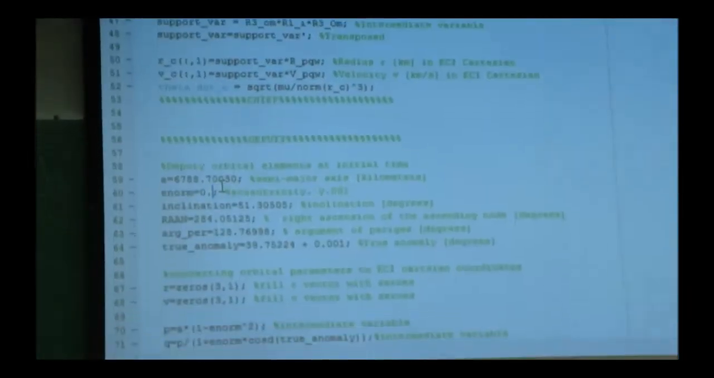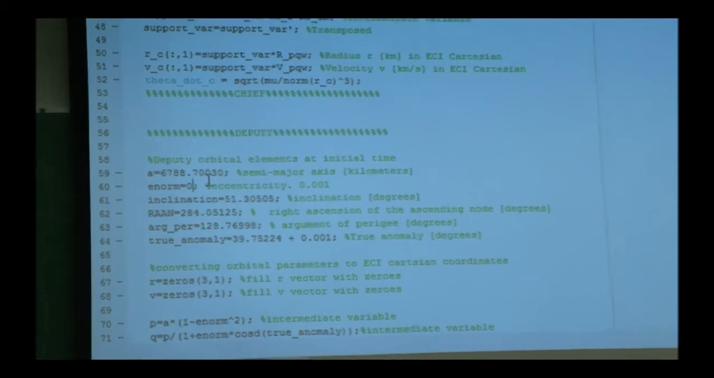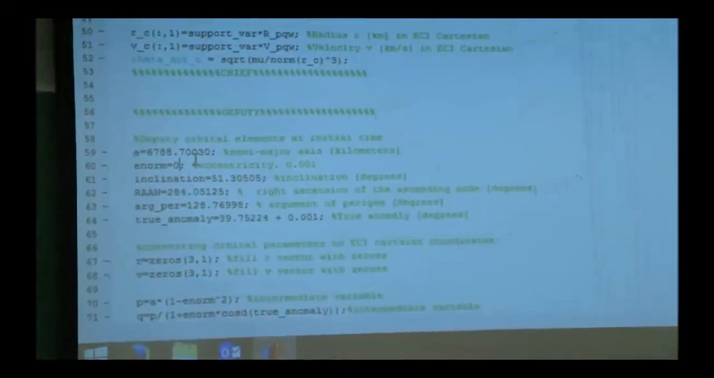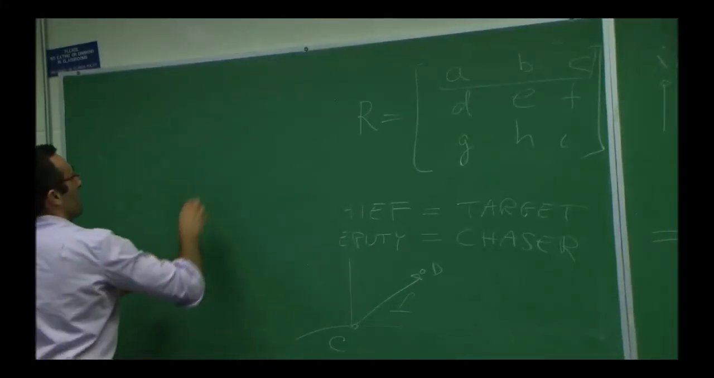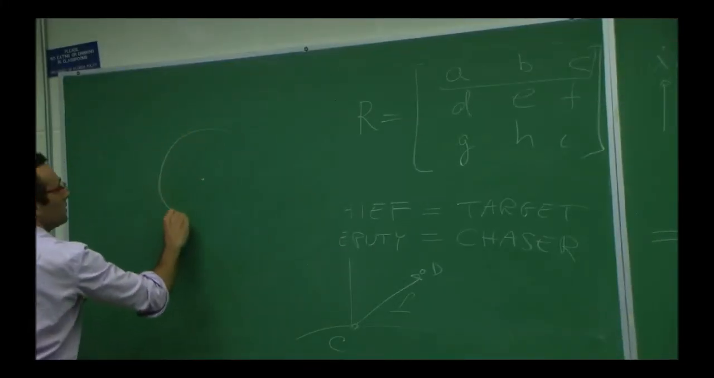Now, if I remove the eccentricity for the deputy, what do you expect to see? They are now two circular orbits. The chief is above, the deputy is a little below, a couple of kilometers. What do you think will happen? Still goes fast, right? But it will probably just be a line. There should be no oscillation. In real life, they are just two circles. One runs a little faster than the other one.